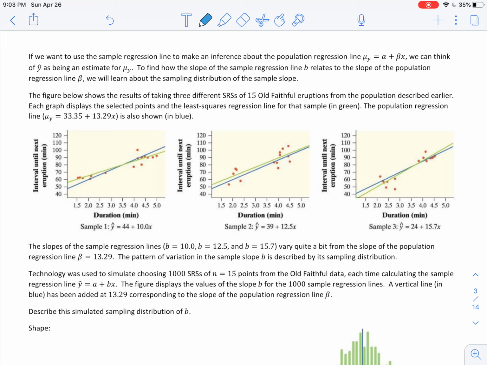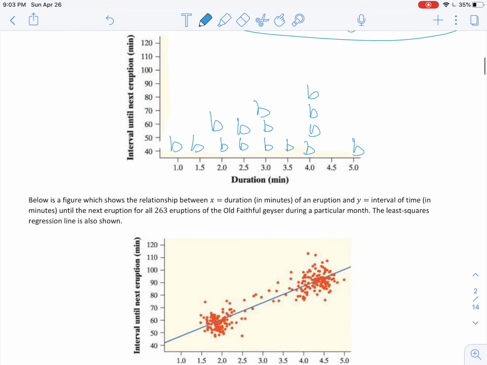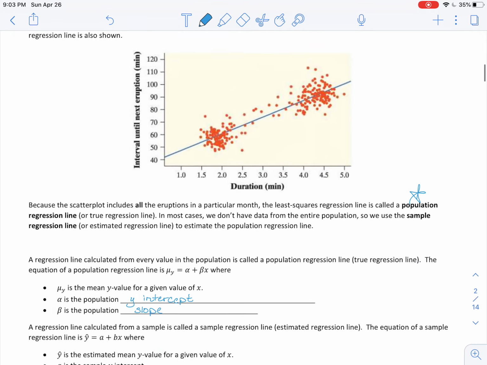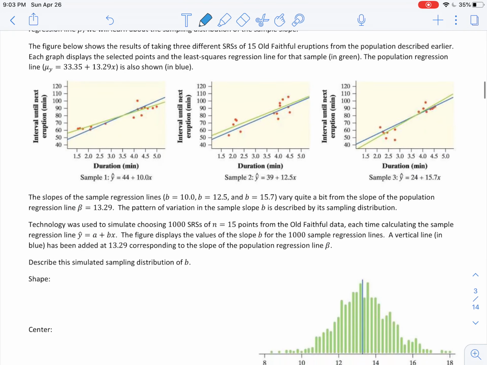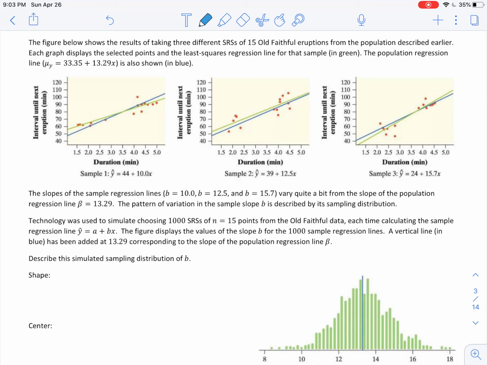If we want to use the sample regression line to make an inference about the population, so this mu sub y equals alpha plus beta x, we can think of y hat as being an estimate for mu sub y. To see how the slope of the sample regression line b, which is what you would have calculated if we were in class, relates to the slope of the population regression beta, we need to learn about the sampling distribution of the sample slope.